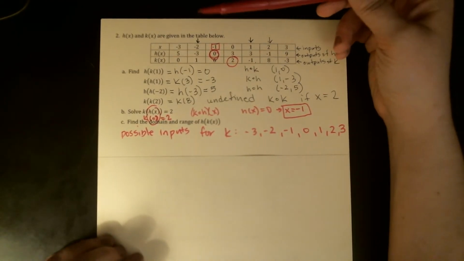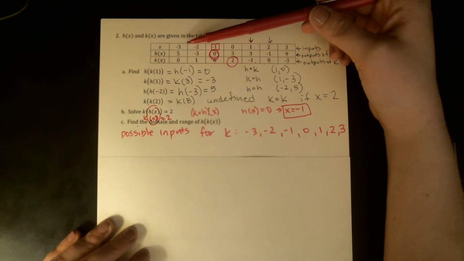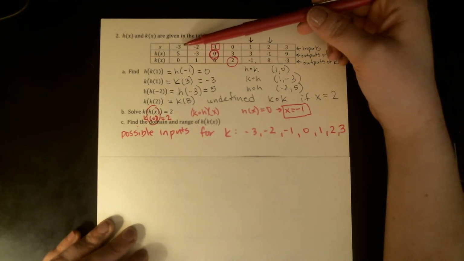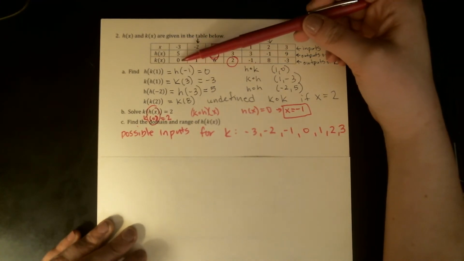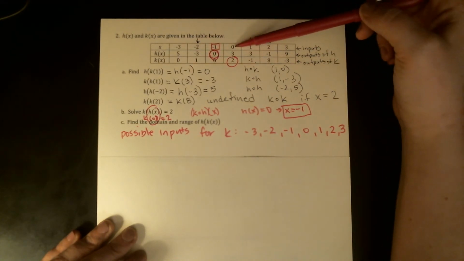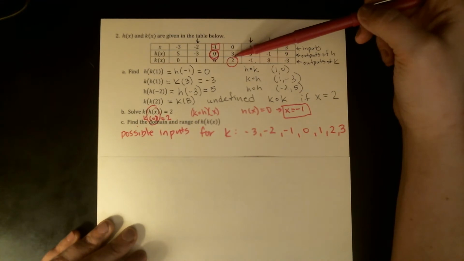So if we walk through this and we say, okay, so -3 is my input. I'm first plugging it into k. I'm getting 0. I then take 0 and plug it into h, and I get 3. So that worked beautifully.